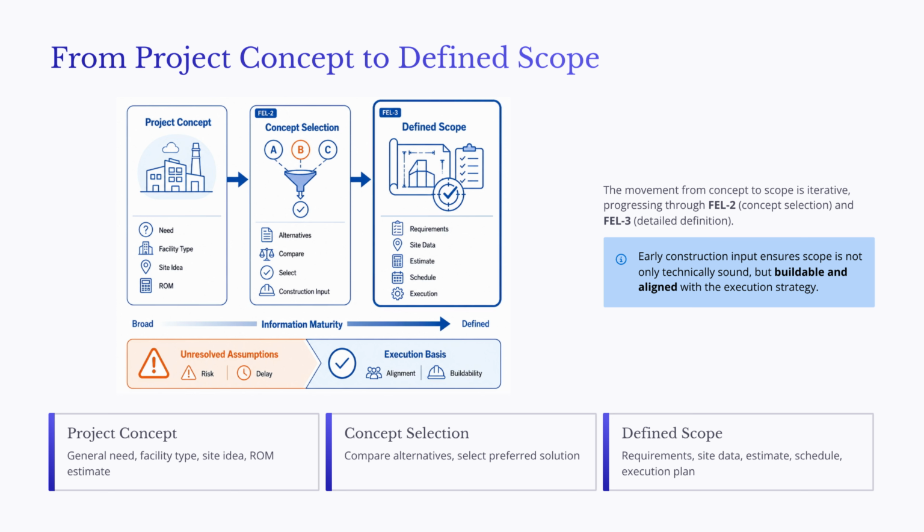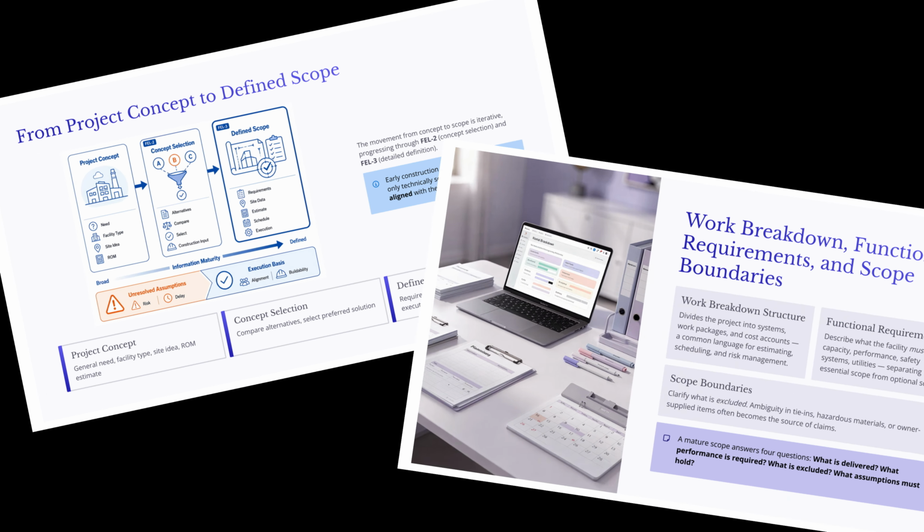Construction input is especially important during this transition. Designers may focus on technical performance, but construction professionals bring knowledge of work sequencing, field constraints, trade coordination, procurement risks, and constructability. That early construction input helps make sure the scope is not only technically correct, but also buildable and aligned with the execution strategy.